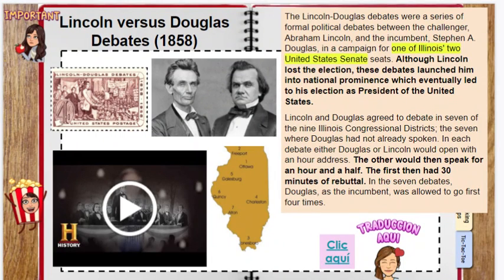So the election of 1860, we actually go back 2 years to 1858, where Abraham Lincoln was debating with Stephen Douglas for one of Illinois' two U.S. Senate seats. Lincoln would lose this election, but the debates that he had with Douglas across the state actually gave him a launching pad that brought him national attention that would lead to his presidential run and victory in the election of 1860.